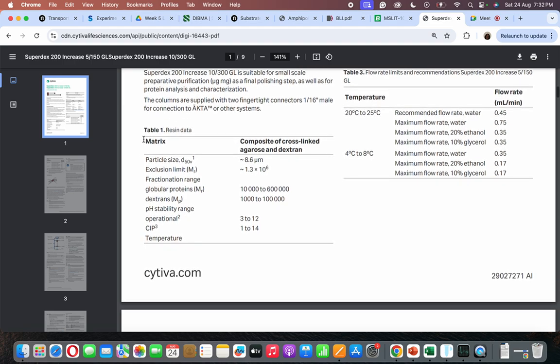Here it will tell you about the parameters of the column. So here it is saying matrix composite of cross-linked agarose and dextran, right? Makes sense. It'll tell you the particle size, and the exclusion limit, like we discussed. This is the largest protein that can be separated by the column. It'll tell you the fractionation range. This is for globular proteins. This is the normal fractionation range. It'll tell you the pH stability range, so what range of buffers you can use with this column.